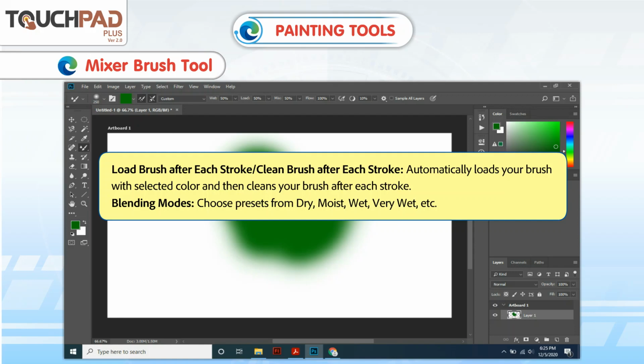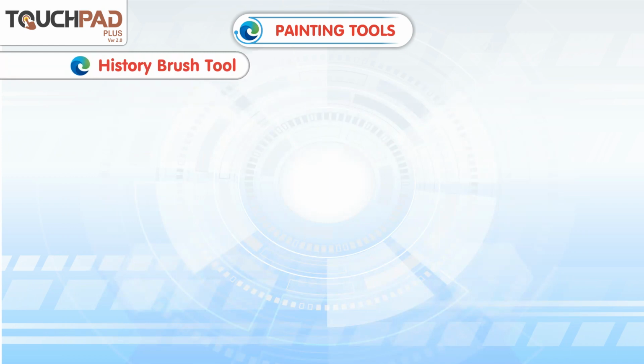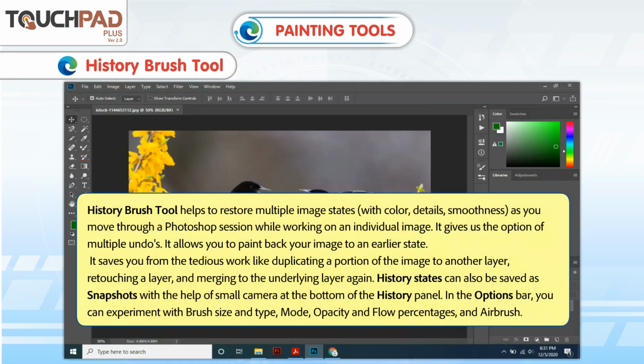Blending modes. Choose presets for dry, moist, wet, very wet, etc. History brush tool. History brush tool helps to restore multiple image states with color, details, smoothness as you move through a Photoshop session while working on an individual image. It gives us the option of multiple undos. It allows us to paint back your image to an earlier state.